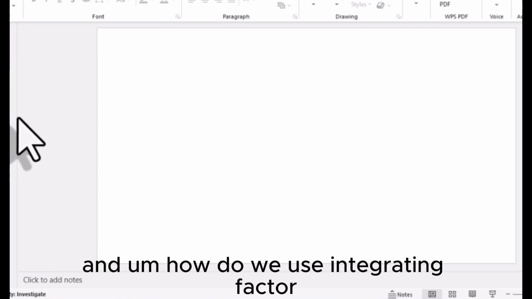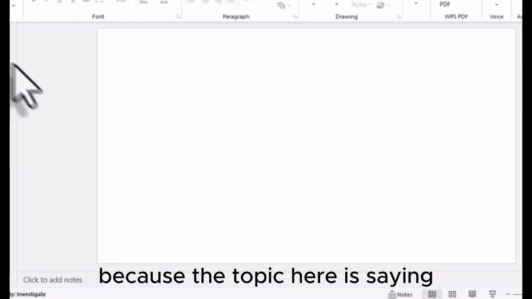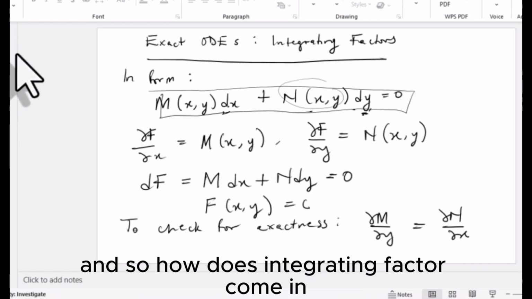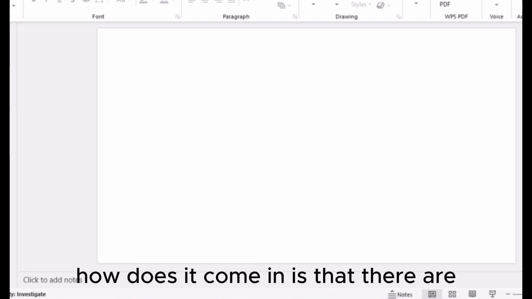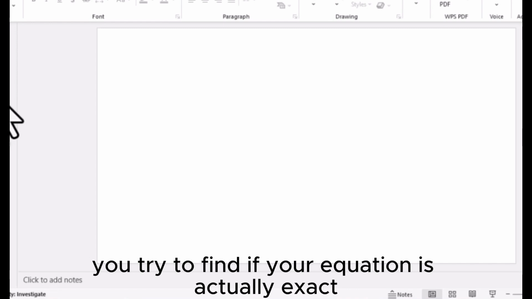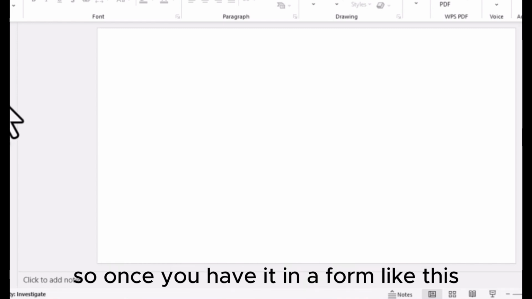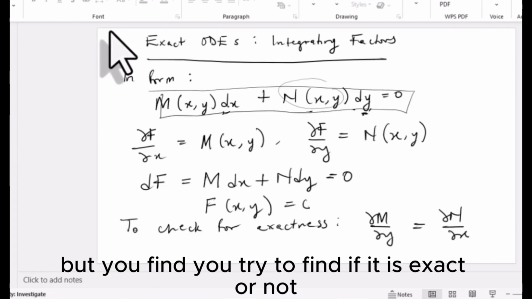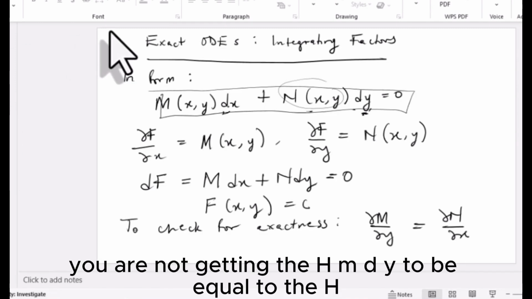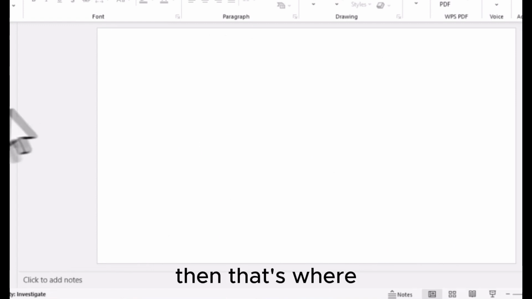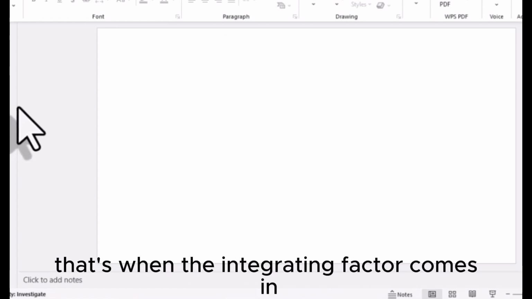And how do we use the integrating factor? Because the topic here is exact ODEs, integrating factor. So how does the integrating factor come in? Sometimes you try to find if your equation is actually exact and it's not exact. So once you have it in a form like this, but you try to find if it is exact or not, you're not getting the dM/dy to be equal to the dN/dx, then it's not exact. Then that's when the integrating factor comes in.